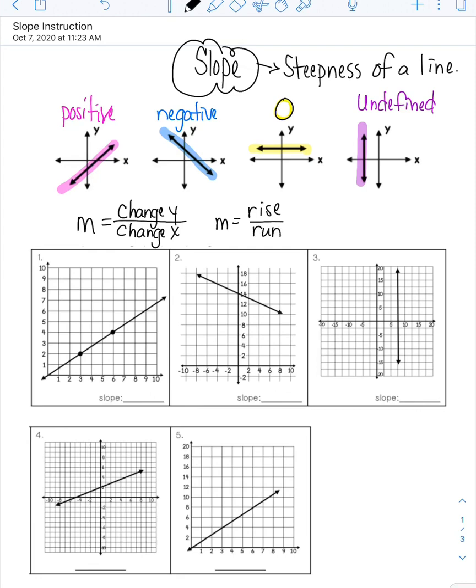So I want you to remember or memorize this relationship. To find the steepness of a line, we take the ratio of the rise over the run. And we usually write that as a fraction, a simplified fraction, or if it can be reduced to a whole number. So here's how you actually calculate the slope of a line.